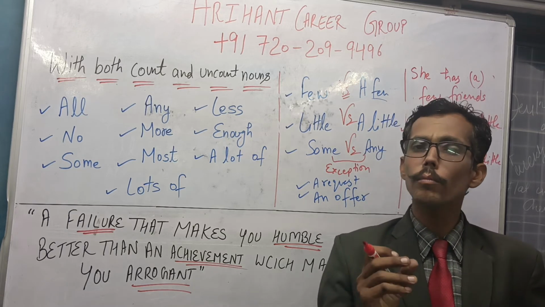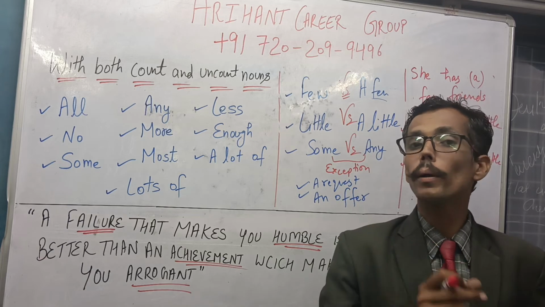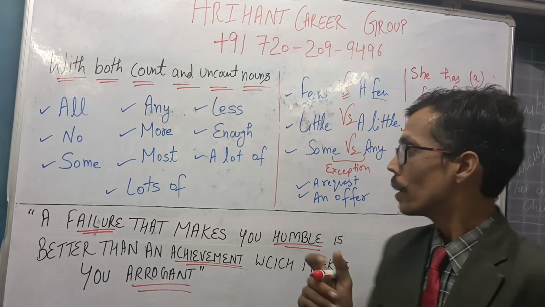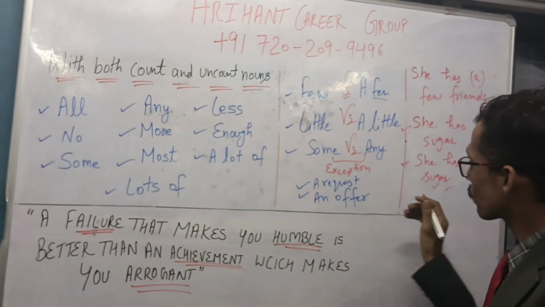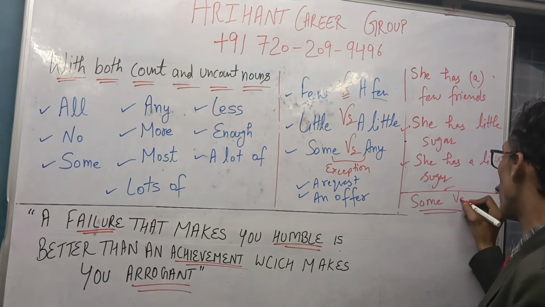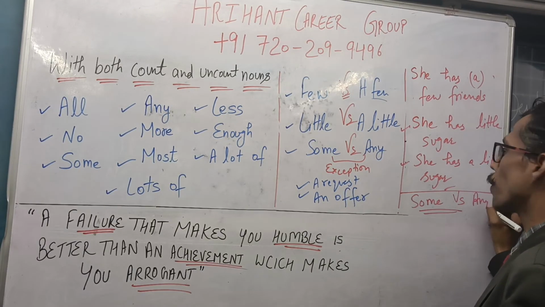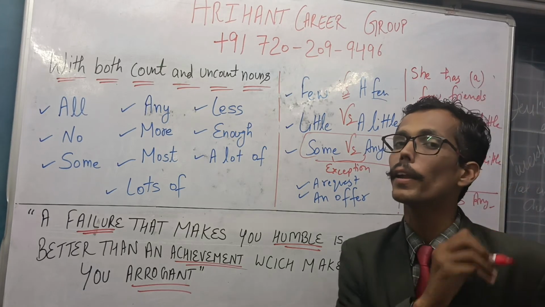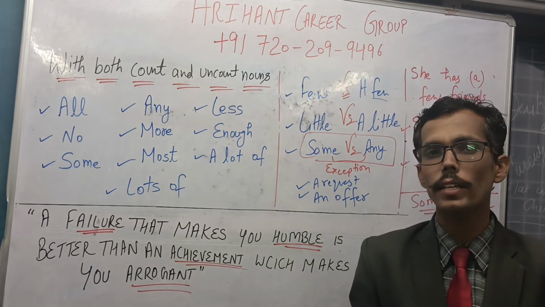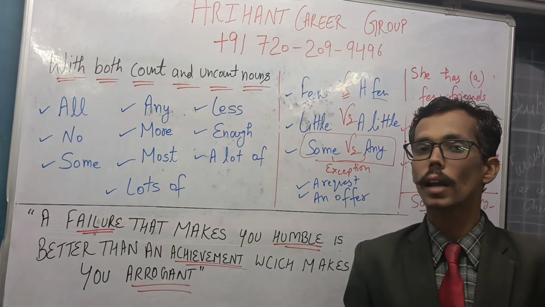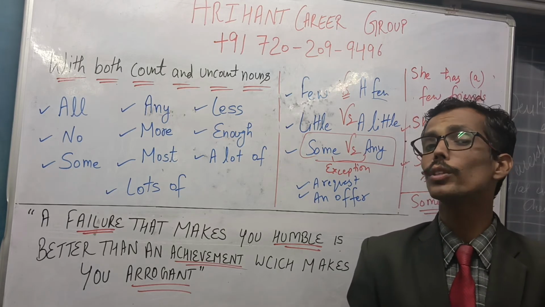Now, one of the most important phenomena that I wanted to discuss here with you is some and any. Now the question is how some is different from any. This is what I have written on the board, some and any. If I say that she has some apples, that means apples can be counted. In that case, I'm using some.